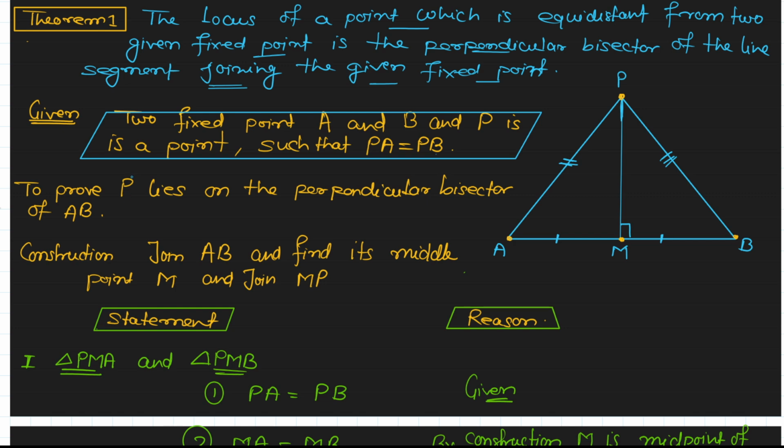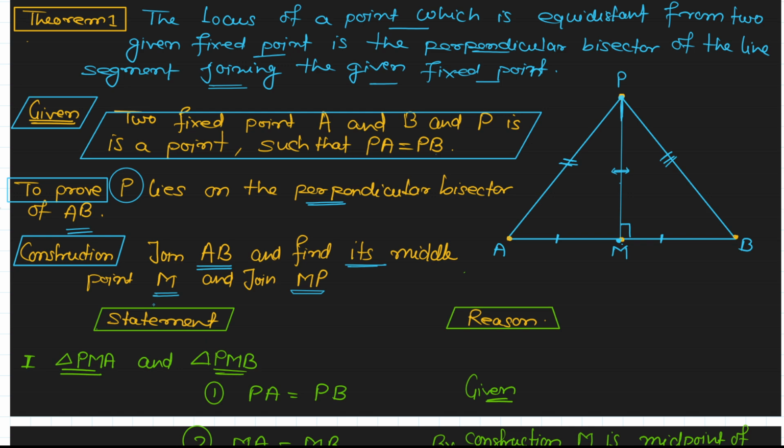So what do we need to prove? To prove: P lies on the perpendicular bisector of AB. This part is given, two fixed points A and B. We need to do the construction first. So what we'll do? Join AB and find its middle point M. This will be the midpoint M, and join MP. We will join this M and P.